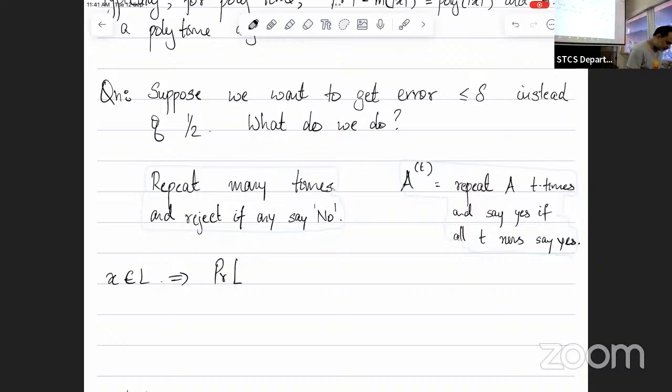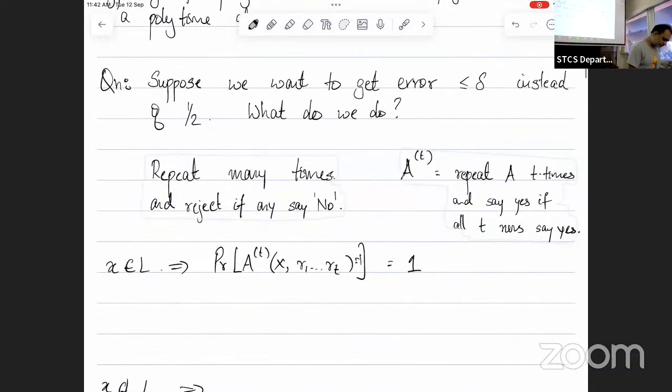Notice that the probability that A_T on X with random bits R1 through RT, because it needs to run T runs, so it needs fresh randomness for all of the T runs, is equal to 1. This is basically going to run A on X comma R1, then A on X comma R2, etc. So this is going to be 1 with probability 1, because in every single run you know for a fact that your previous algorithm A is going to output 1. So therefore, no error here.